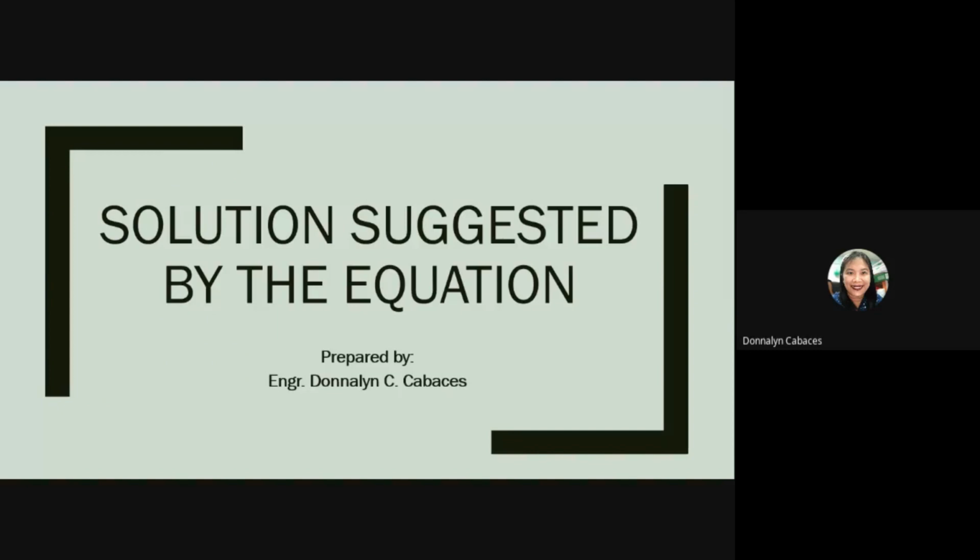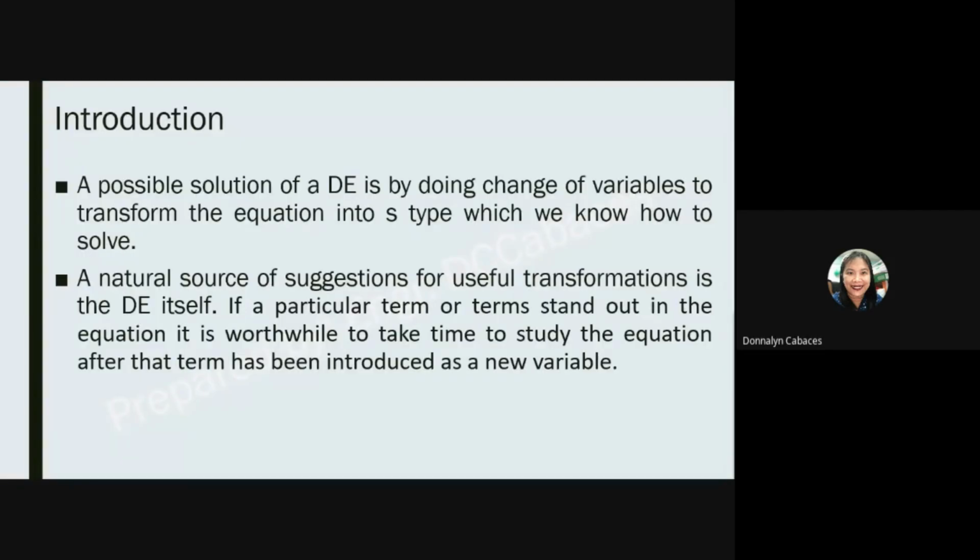So for today, let us have the solution suggested by the equation, also known as the obvious substitution. From the word obvious, it should be obvious to you which term or terms of the given differential equation will be introduced to a new variable. A possible solution of a differential equation is by doing changes of variables to transform the equation into a type which we know how to solve.